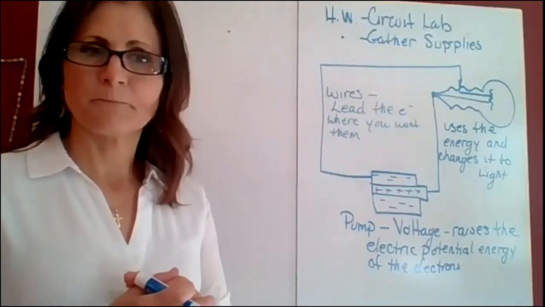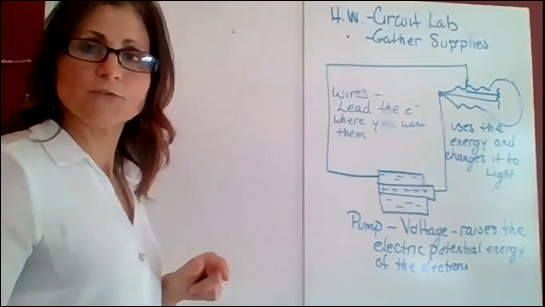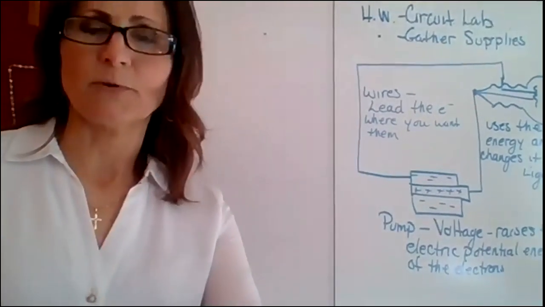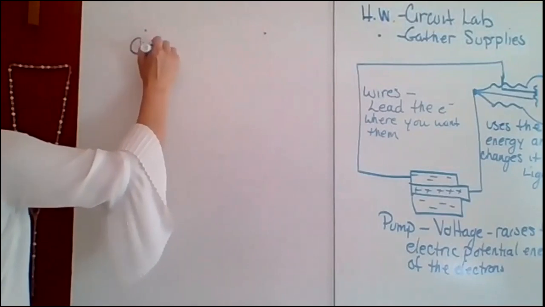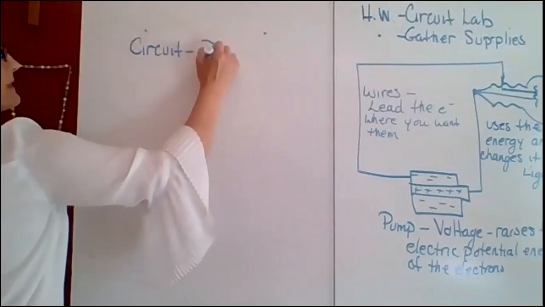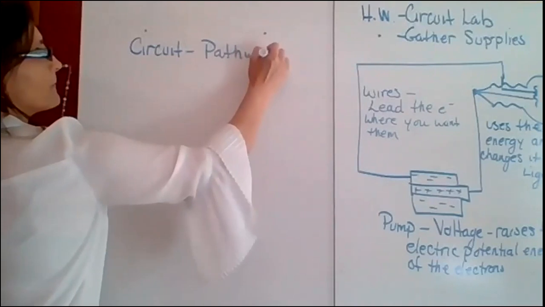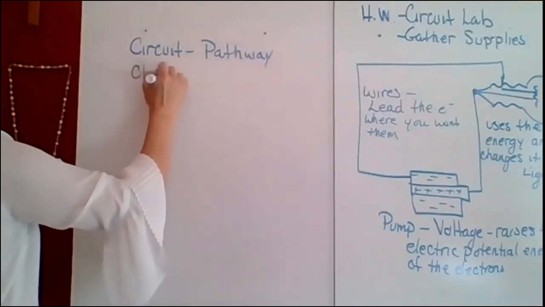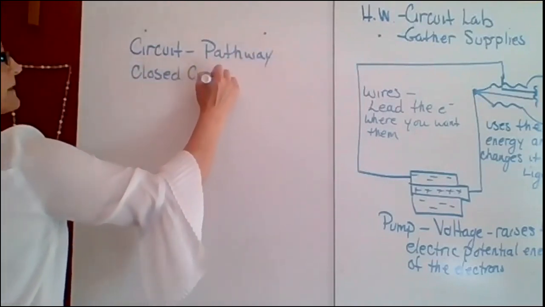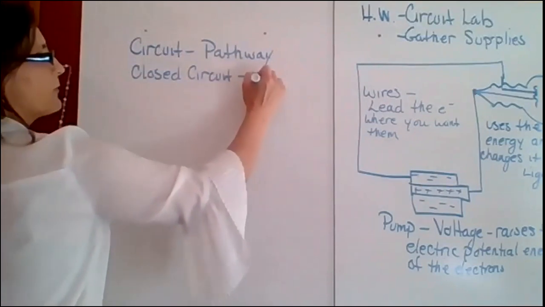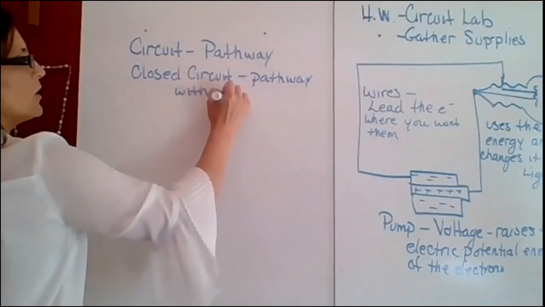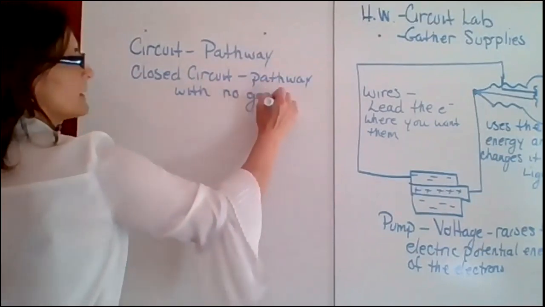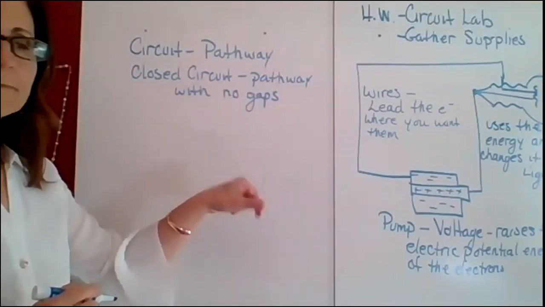you can use. Okay, so some words that I want you to just be familiar with so that when we are communicating, they make sense. Okay, we said last time we have a circuit. That is simply a pathway. If I say we have a closed circuit, this is a pathway with no gaps. Okay, there are no openings.